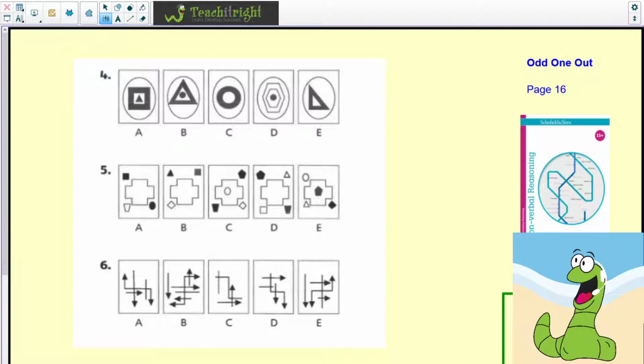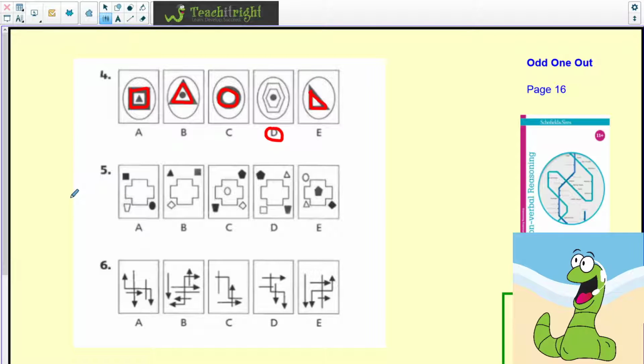Question 4, the answer is D. And the reason it's D is because the other 4 all have 3 shapes outside the cross. Sorry, that's not quite right. All the other 4 have shapes with a thick black edge within the oval. Sorry, this thick black edge, I wasn't looking at the right question. Here we go. All got a thick black edge inside the shape, whereas this one doesn't. So the answer is D.